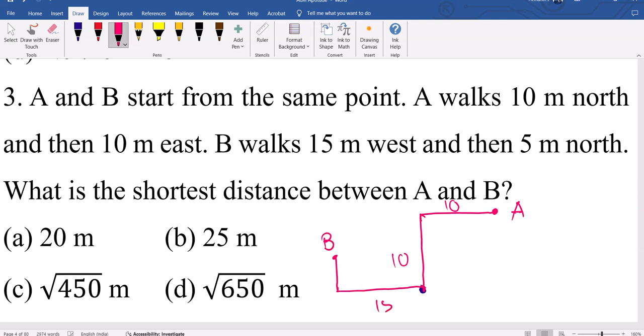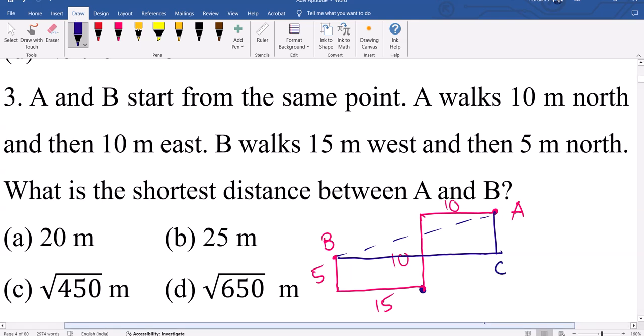Right. Now, distance between them means, generally, if it's not mentioned, we have to consider the shortest distance only. This is the shortest distance. For that we need a height, and we have to apply the Pythagoras theorem. We need to know this base and height value. What is this height? Let's call this point C. What is AC distance? AC is 5. Super. What is BC?